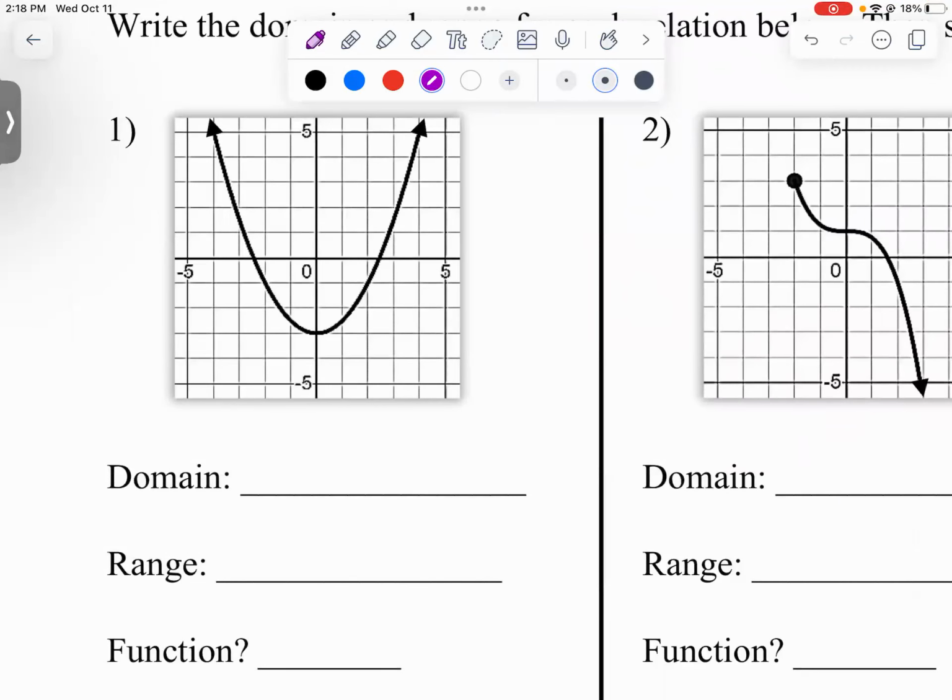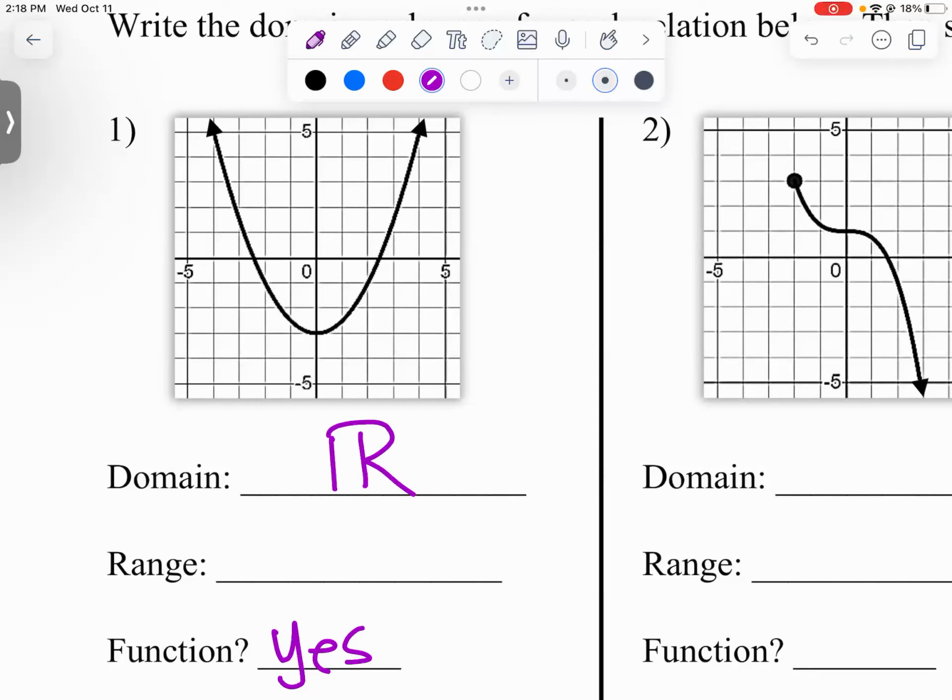In number one, first of all, let's just talk about, does this pass the vertical line test? Yes, it's a function. Now, take your pencil, hold it vertically. We're going to go from left to right. Do I have X's? Nope. Oh my goodness, I have X's everywhere. So our domain is all real numbers.